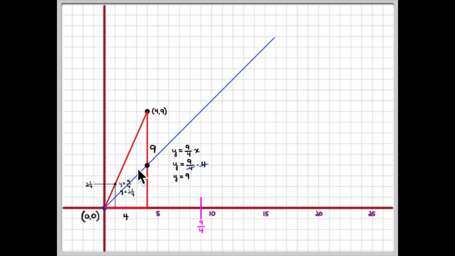3 times 9/4 is 27/4. Well, 27/4 is 6 and 3/4. 24/4 is 6. 3 more fourths gets you to 27/4. So this is 6, 1, 2, 3, 4, 5, 6, and 3/4. And 4 times 9/4 is 36/4. 36 divided by 4 is equal to 9. So this gets you up to 9.